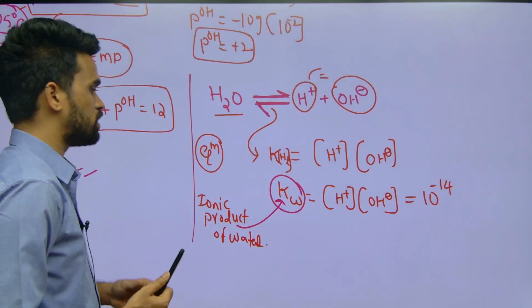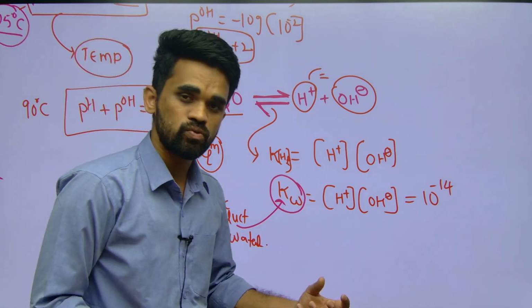అంటే 10 power minus 14 ఎలా వచ్చింది? How we got this 10 power minus 14? This is a question, right?